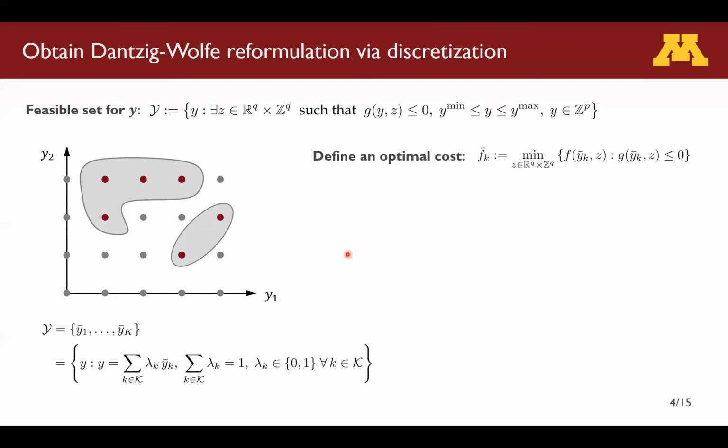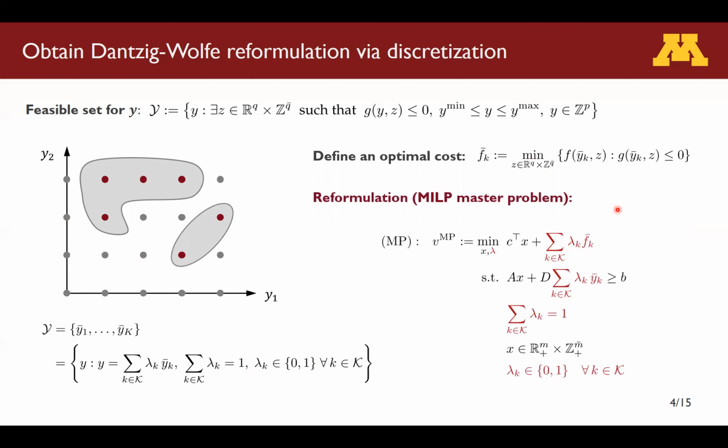Next, we define an optimal cost for each point k, which we denote by f bar k, which we can obtain by solving the subproblem with the corresponding objective function f. Now with all these, we can reformulate the original problem, which was this, by using this expression for my feasible set for y and the corresponding optimal cost from here. Then this is a reformulation that we get, which we call the master problem.